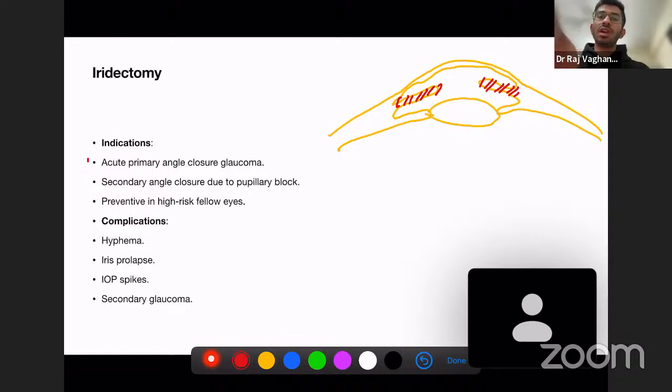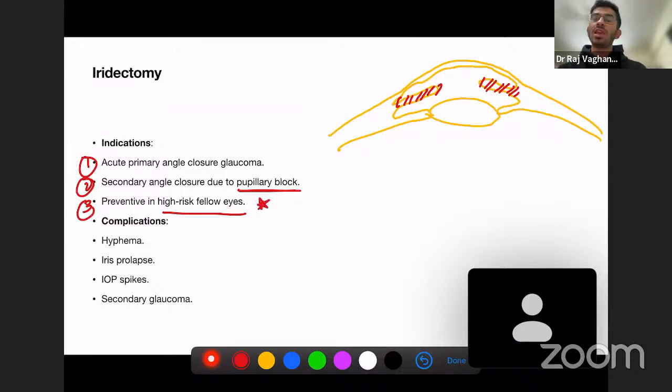Our indications are acute primary angle closure glaucoma, secondary angle closure glaucoma due to pupillary block, and third is preventive in high-risk fellow eyes. Like if you have a family predisposition towards angle closure glaucoma, if your parents or your grandparents are having it, then you should get iridectomy for prophylactic management. So these are the indications for doing iridectomy.